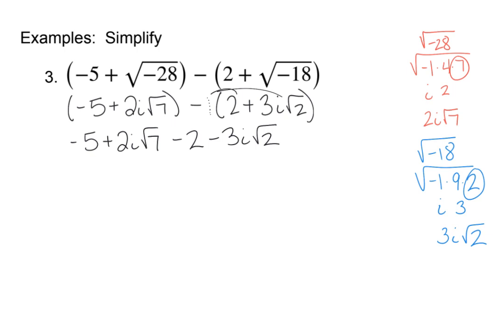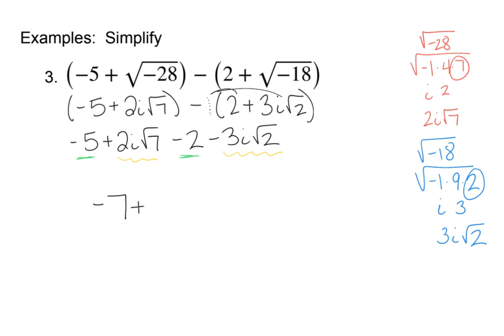Okay, let's see what we can put together here. First things first, I see some real things. I see a negative 5 and a negative 2. And so we could put those together. They're the real bits, and that would give me negative 7 for the real stuff. And then when I go to look for the imaginary things, I see 2i root 7, negative 3i root 2.